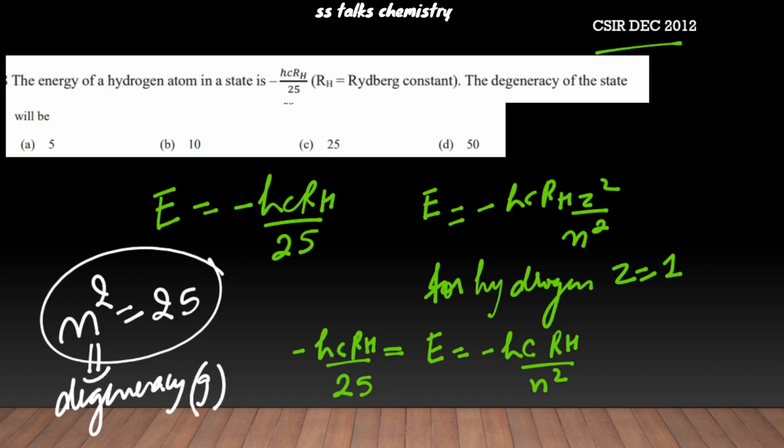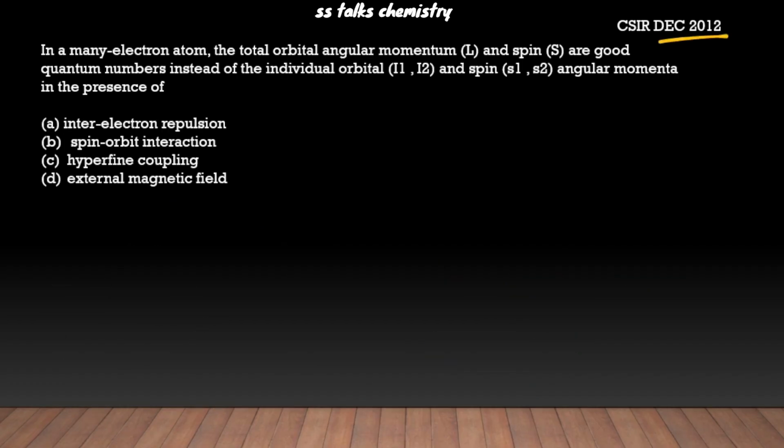So degeneracy is 25. That makes option C the correct answer. Okay. Next, again CSIR December of 2012. It says in a many electron atom, the total orbital angular momentum, this is L, and the spin are good quantum numbers instead of the individual L1, L2 and the spin values, angular momentum in the presence of.